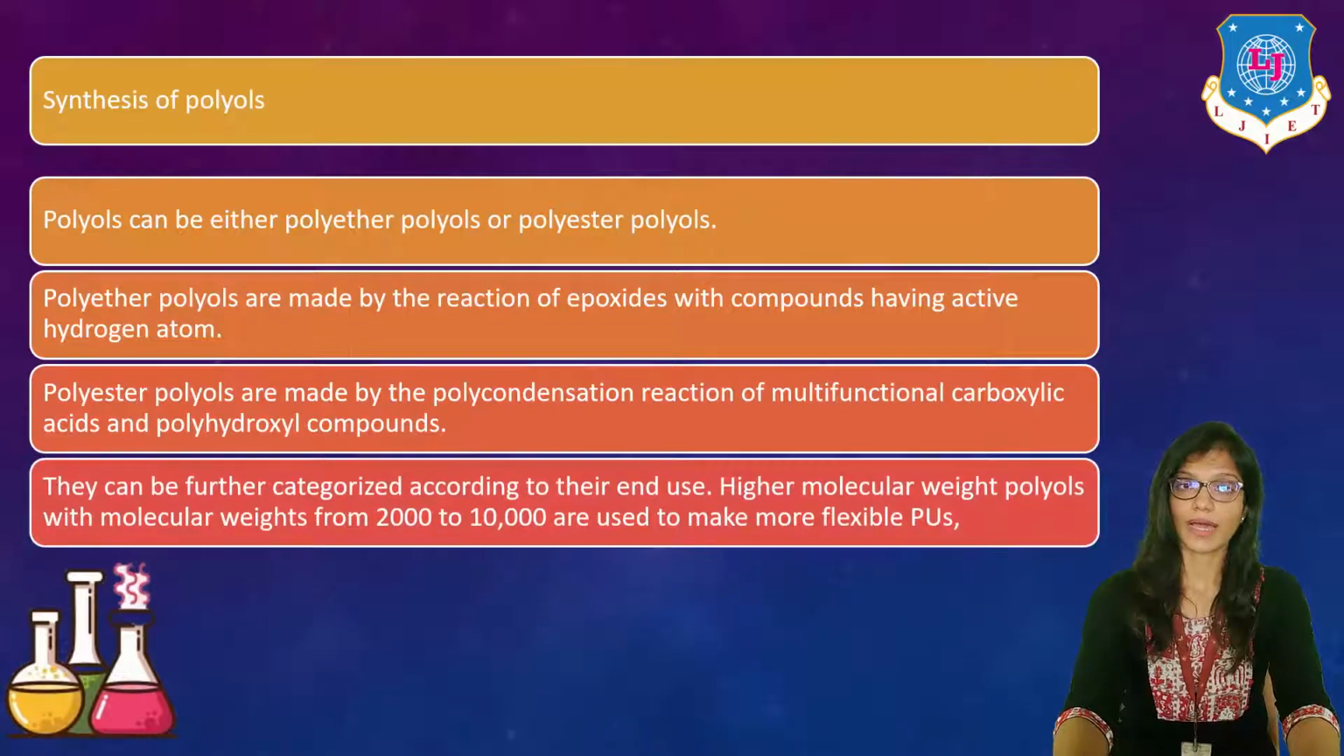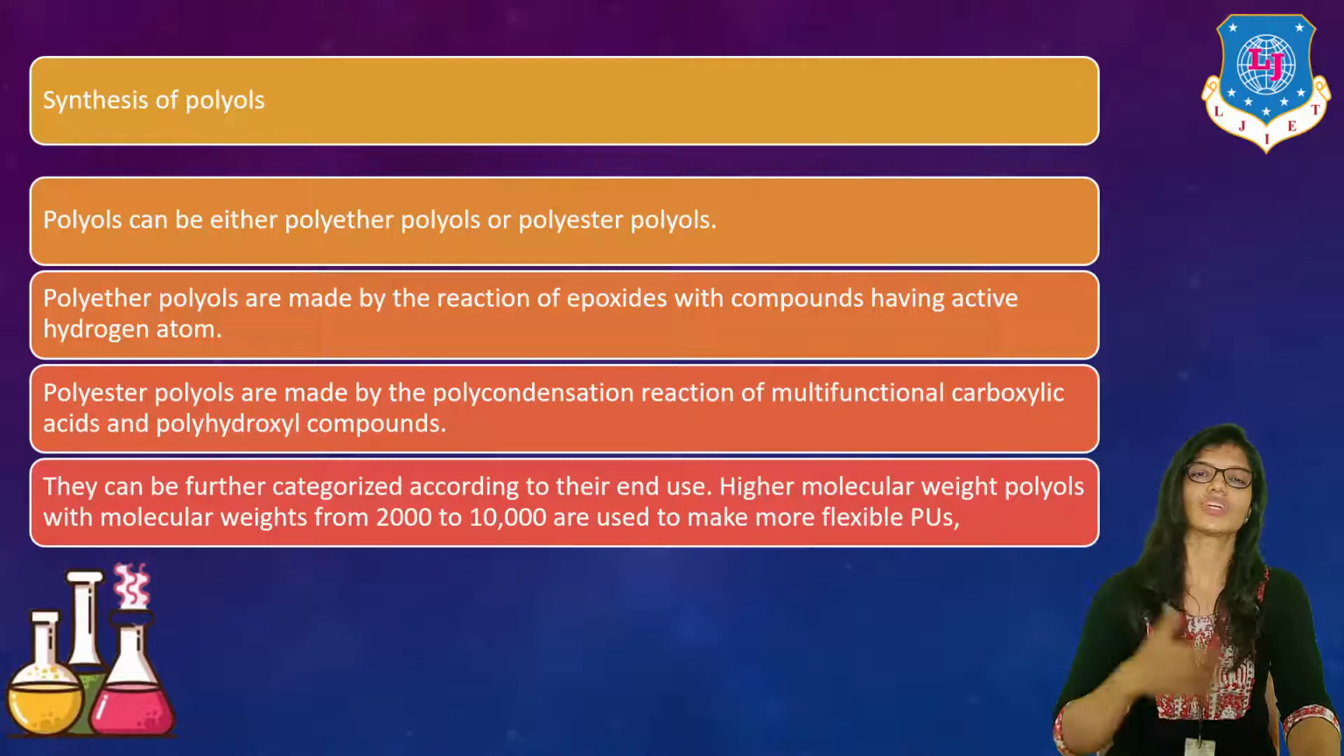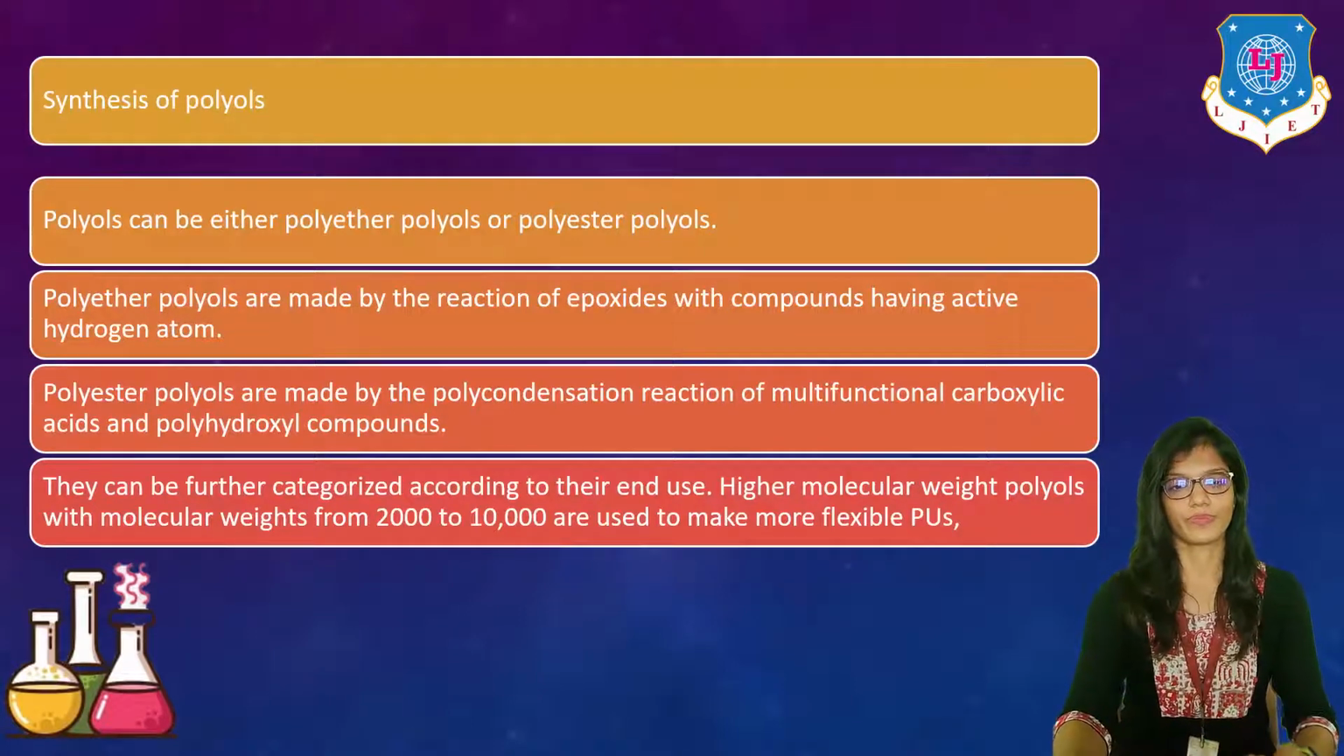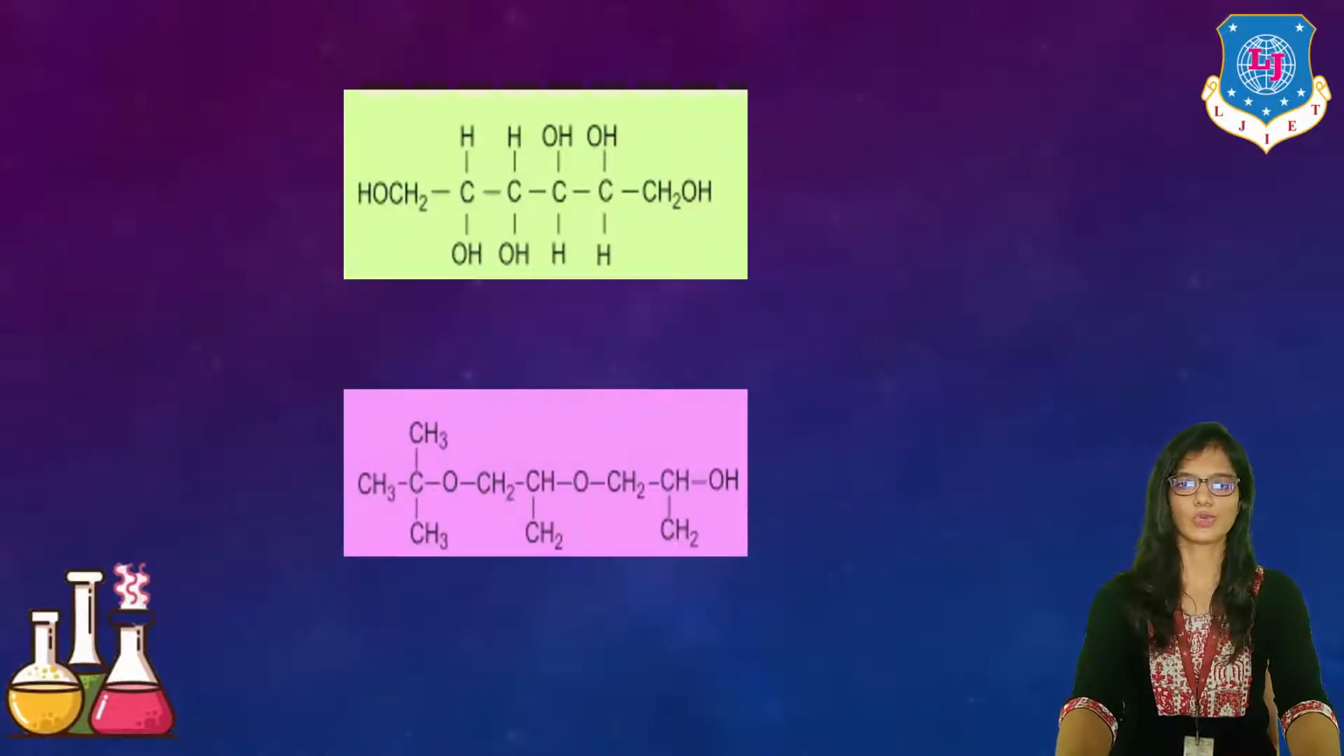They can be further categorized according to their end uses. Higher molecular weight polyols, with molecular weights from 2000 to 10,000, are used to make more flexible PUs, while the ones with lower molecular weight are used for other purposes. As you can see, this shows two different structures of polyols which are most widely used in different industries.